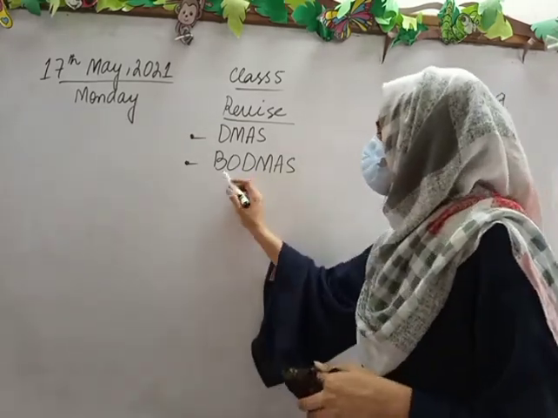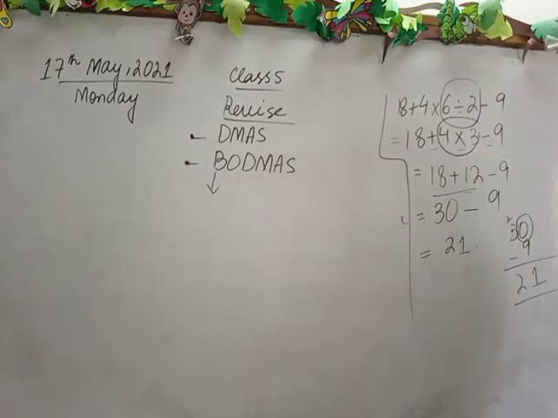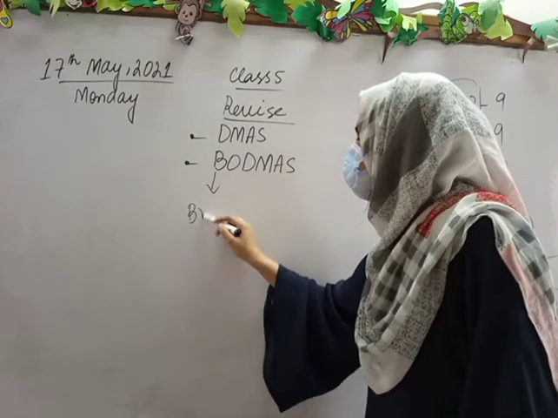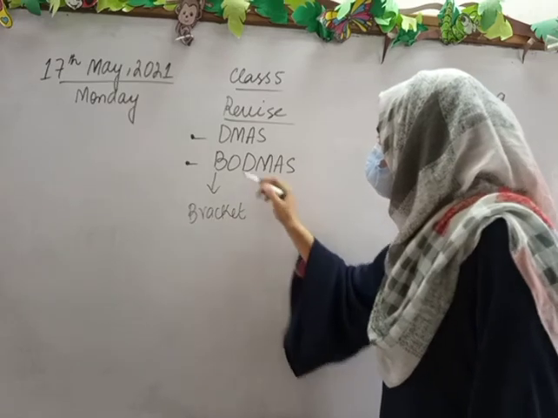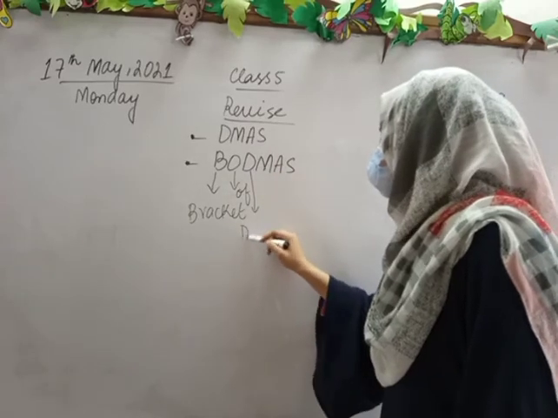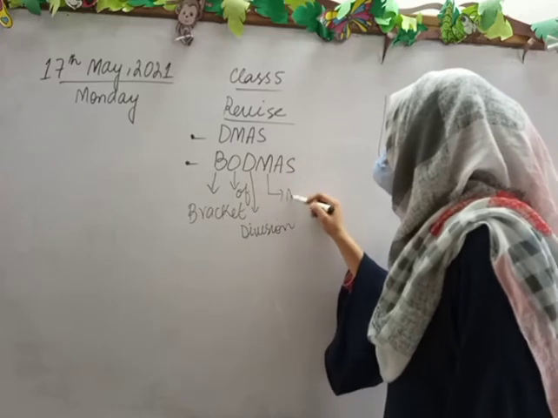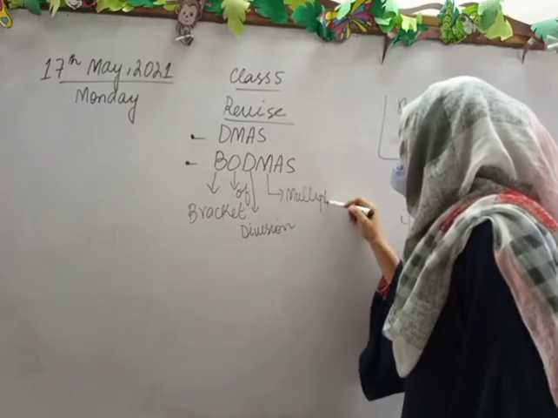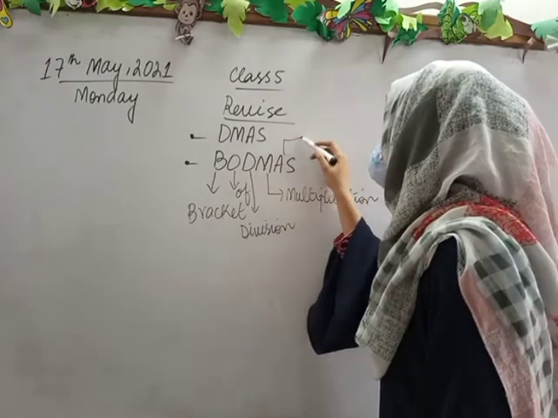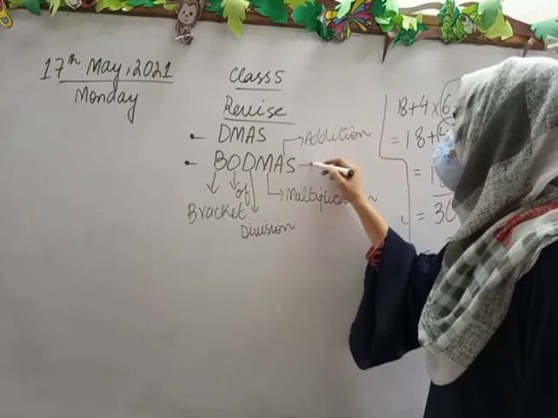What is BODMAS? Very good. BODMAS stands for: B stands for brackets, O stands for of, D for division, then multiplication, then addition, and then subtraction.